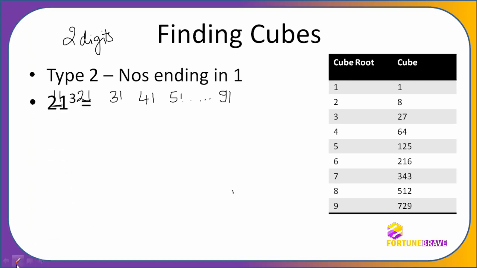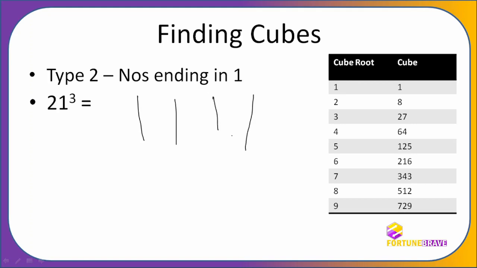So how do we do 21 cube? Just remember, when the number was starting in 1, we used to repeat the same digits in the initial 2 columns. Here, because the number is ending in 1, I am going to repeat this number at the end. 21 I am going to repeat at the 3rd and 4th column. And we will do everything in reverse. We used to write it at the 1st and 2nd column.